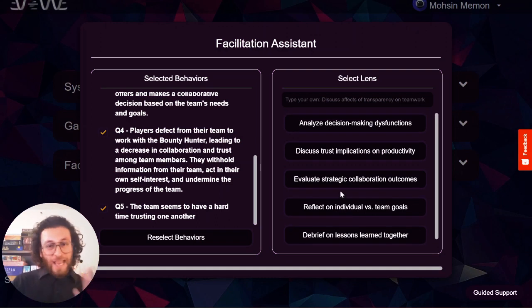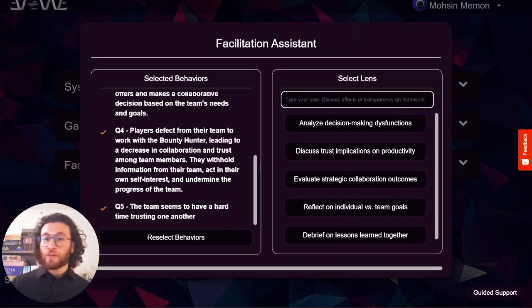So you could choose any of these, or you could say, I want to create my own lens because none of these are where I want the organization to go. So perhaps the one that I will be writing in this context is evaluate the impact of trust on the culture of the organization. And I would add something along the lines of and draw parallels from the game to the real world. But I'm not going to because it might just be too long, but you can.